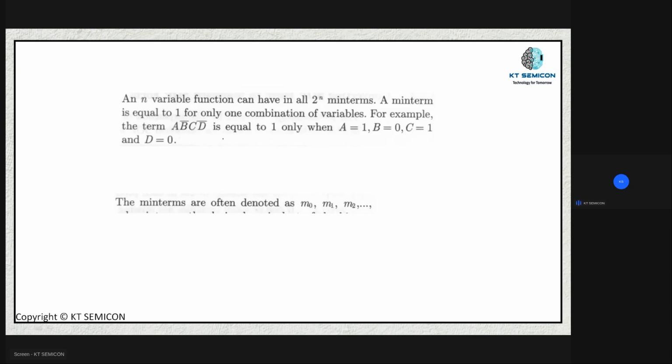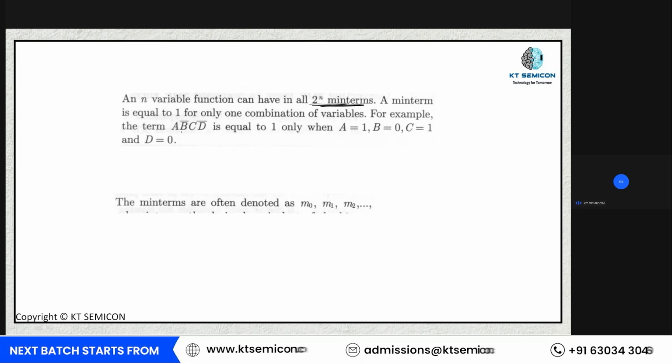So for an n-variable function, we are going to have 2 power n minterms. A minterm is equal to 1 for only one combination of variables. For example, a b' c d' is equal to 1 only whenever a is equal to 1, b is equal to 0, c is equal to 1, and d is equal to 0.